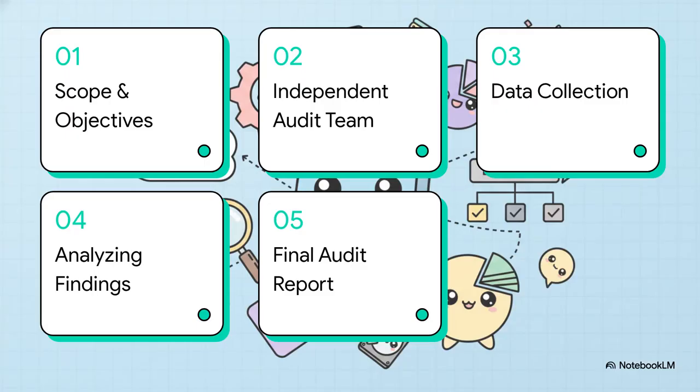So here is our roadmap for the audit lifecycle. We'll hit 1. Scope and objectives. 2. The independent audit team. 3. Data collection. 4. Analyzing findings. And finally, 5. The final audit report.